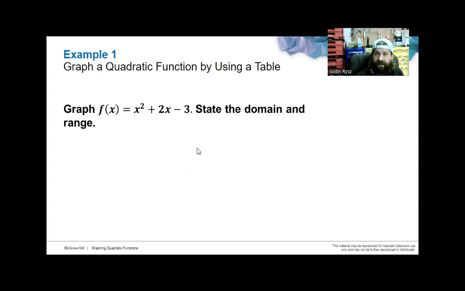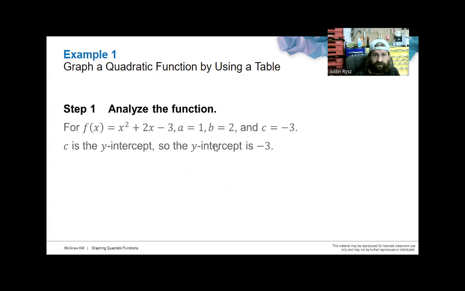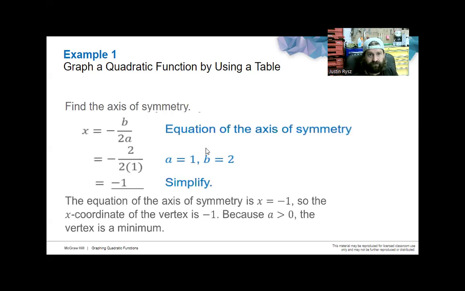All right, so if we look at this here, a is a positive 1. Okay, b is 2 and c is -3. So the y-intercept is at -3. All right, a is a positive 1, so it would be a happy face. So we know we are going to have a minimum. Now we can find out where that minimum is by using the axis of symmetry.